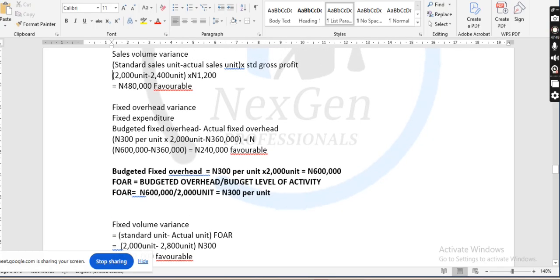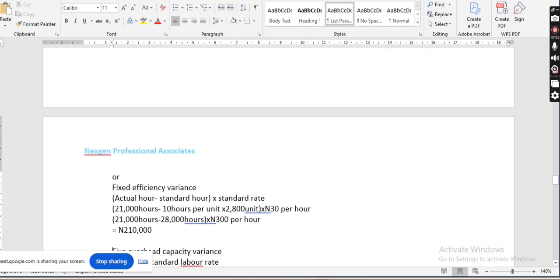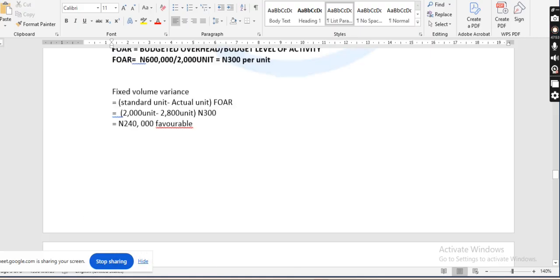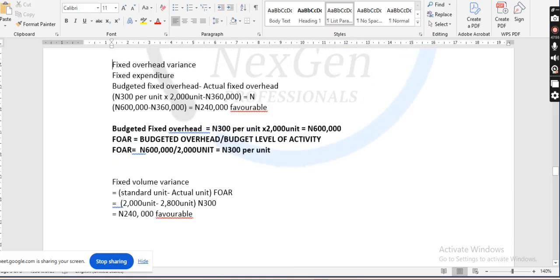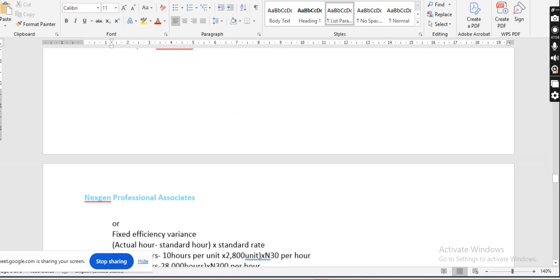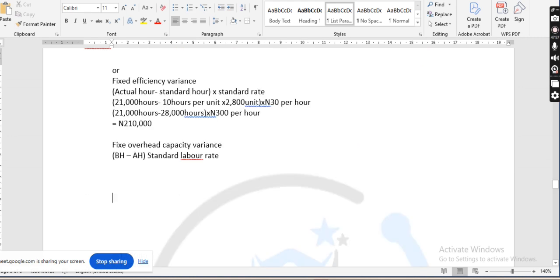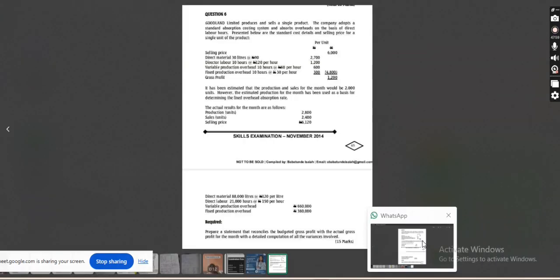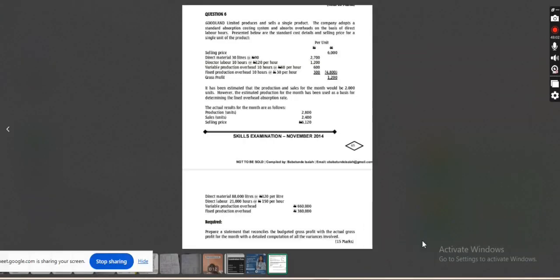Please, I need to confirm if every one of you understands this fixed overhead variance. If you understand it, we need to move to budgeted. Now, the question says we should do reconciliation. This is another bottleneck: budgeted gross profit. What if it is not stated that you should do budgeted gross profit? They just say reconciliation. What you need to do from the question, there are two approaches to it.